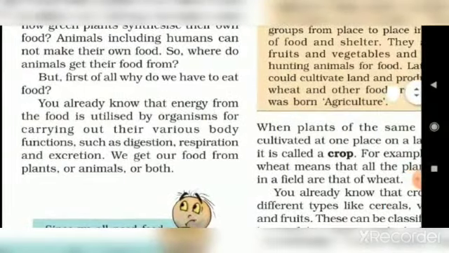But first of all, why do we have to eat food? You already know that energy from the food is utilized by organisms for carrying out various body functions such as digestion, respiration, and excretion. We get our food from plants or animals or both. You all must be thinking that where do we use this energy? We use this energy in carrying out the various body functions such as digestion, respiration, and excretion which occur in our body.